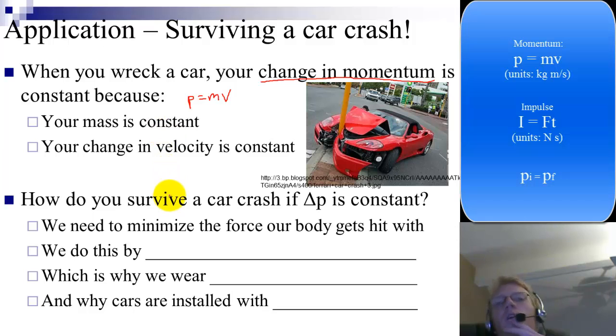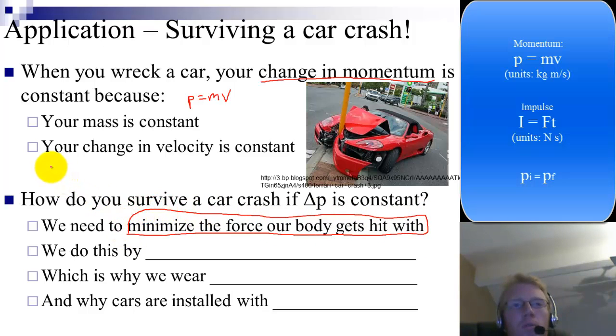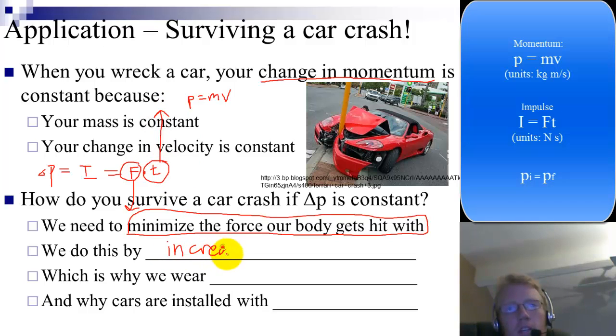Okay, so what you want to do is minimize the force that your body experiences. You want it to be a smaller force. But you know that delta P equals impulse, which is force times time. So if you want the force on your body to be decreased, we do this by increasing the time. So we want to increase the duration of the collision. If the collision lasts for a longer period of time, then there will be less force exerted over that longer period of time. So this is why we wear, of course, seat belts.